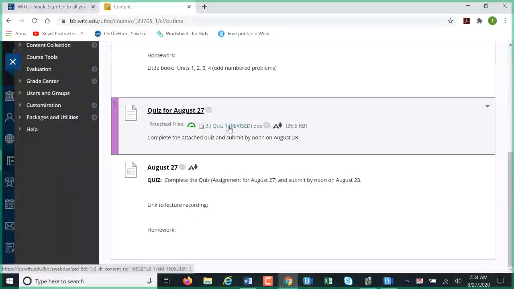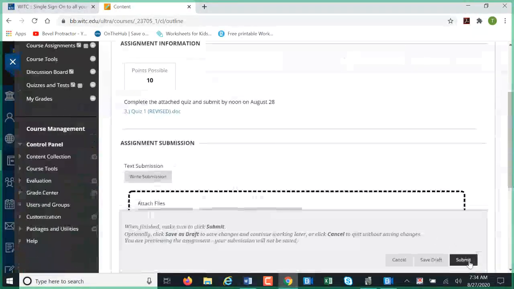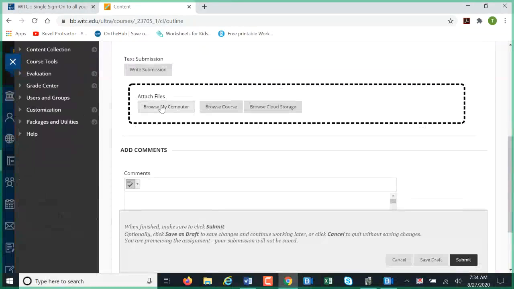You can click on that quiz and download it. Then when you're done, you'll be able to link to this right here to upload it. You can see there's a submit option. Just like attaching a file to an email, when you click submit, it'll allow you to browse your computer and find that quiz that you've downloaded and upload it.